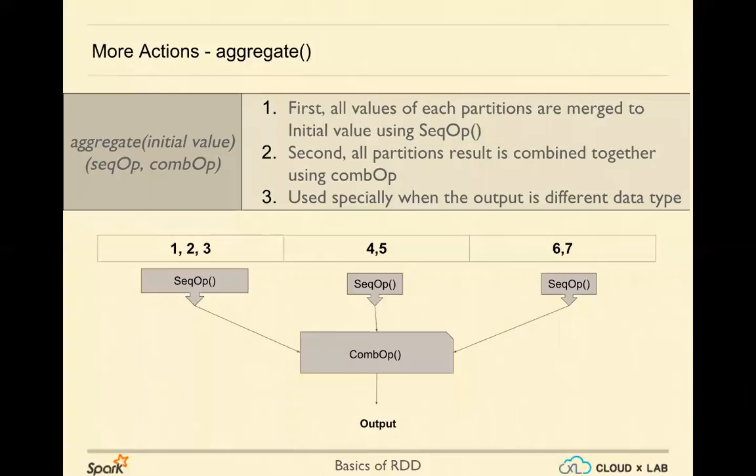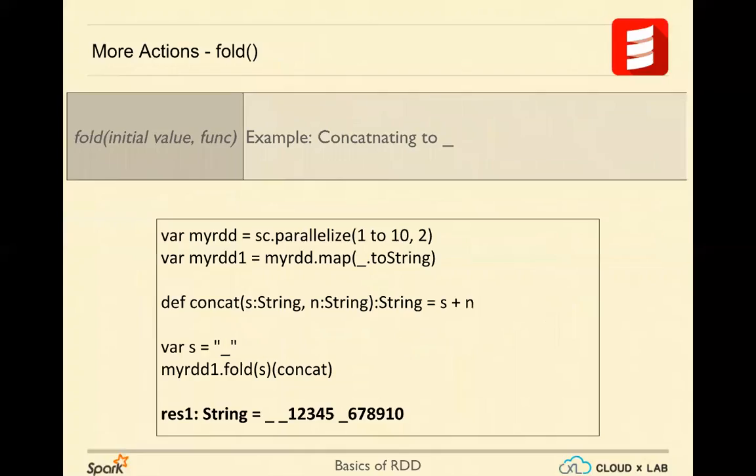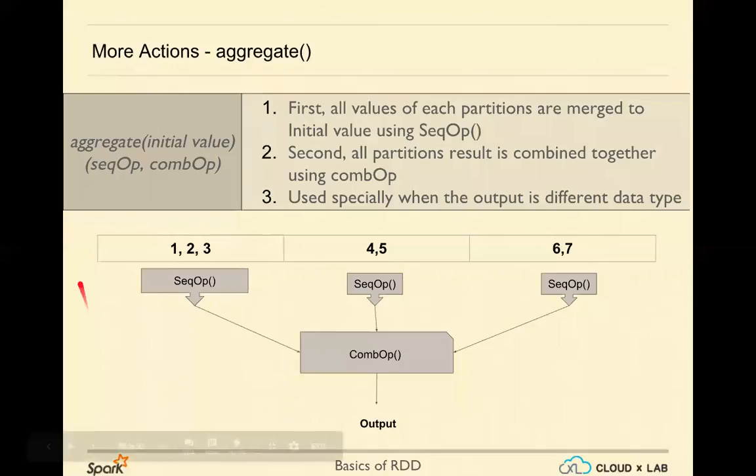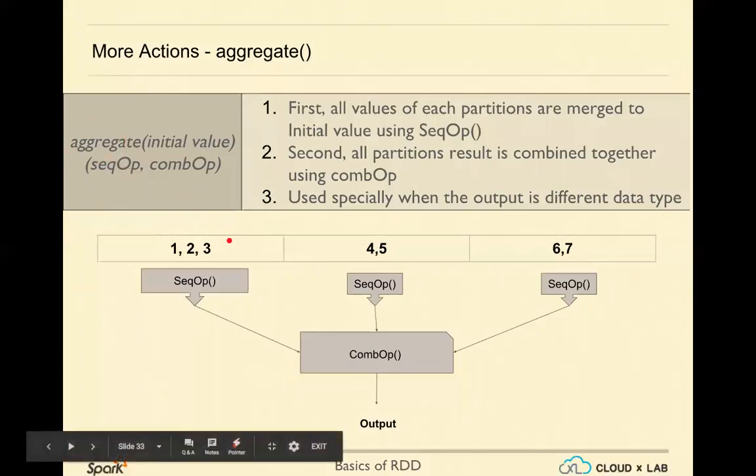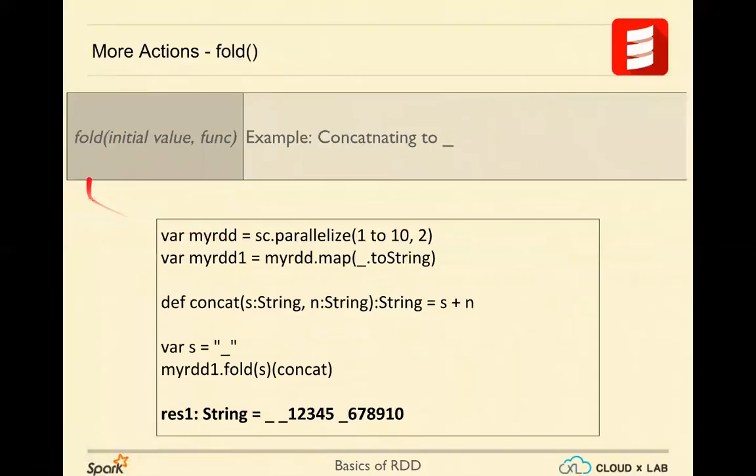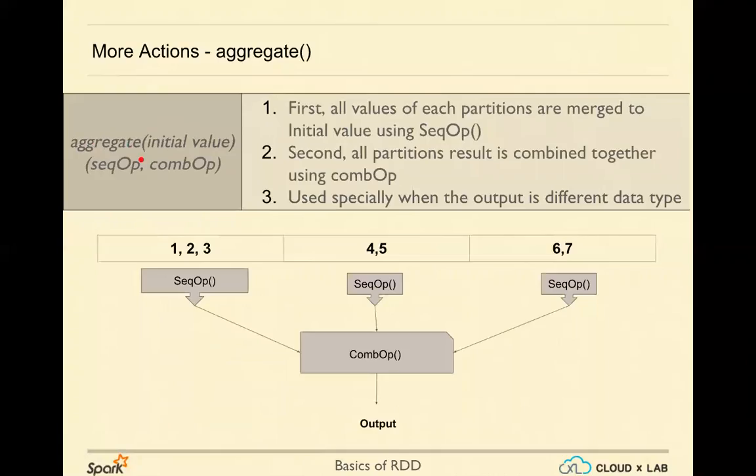When we are merging all the values within each partition, the sequential operation is called. When we are merging the results from the partitions, the second function is called. This is again a far more customizable version of reduce. You can create any kind of reduce function using aggregate, but not vice versa. I don't honestly have an example of something that fold can do but reduce can't.